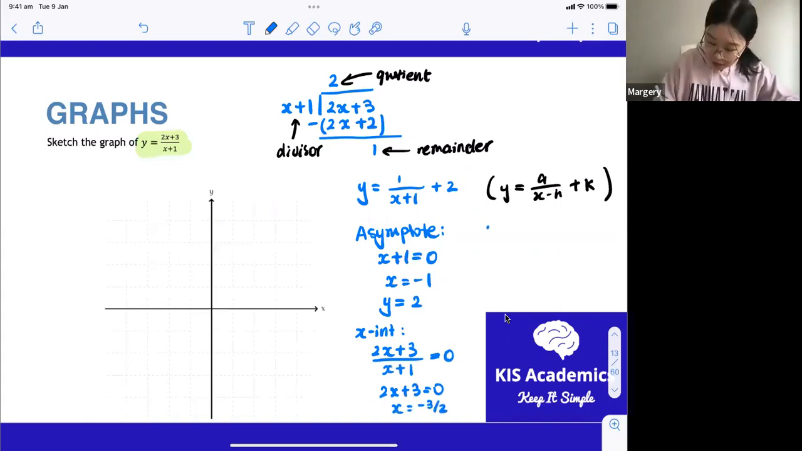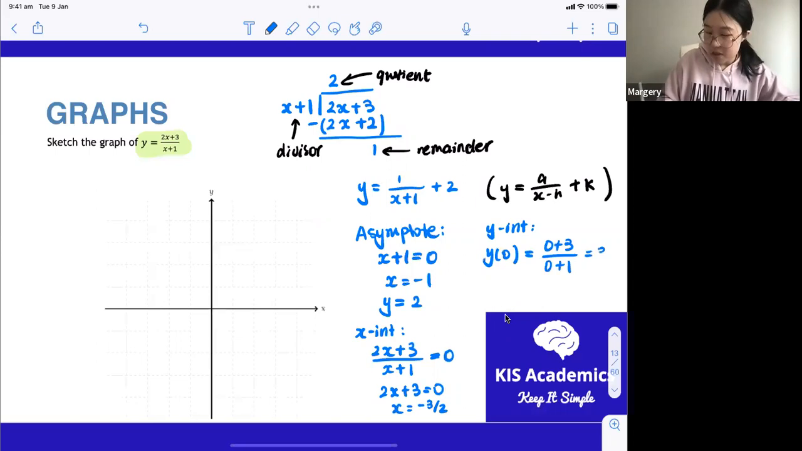To find my y-intercept, I do the same thing. I let x equals 0, so I get y of 0 is equal to 0 plus 3 over 0 plus 1, which is the same as 3 over 1, so that's just 3.